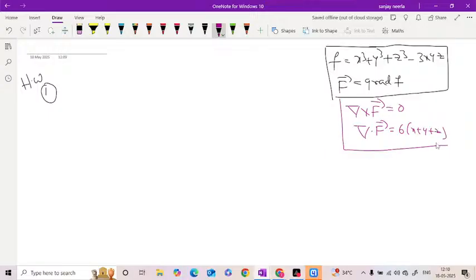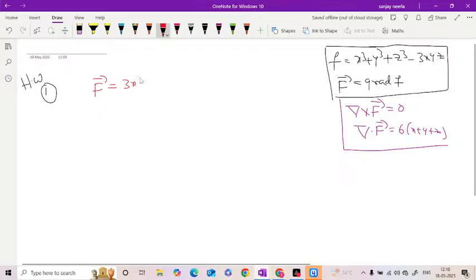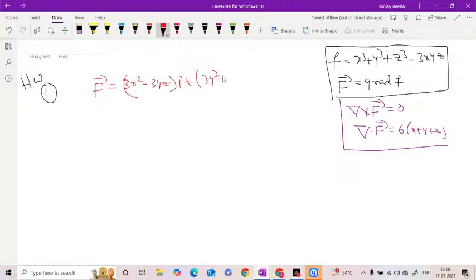Okay, now we will solve the same problem in a different manner. Different manner means, what is our f here? F is equal to (3x square minus 3yz) i plus (3y square minus 3xz) j plus (3z square minus 3xy) k.